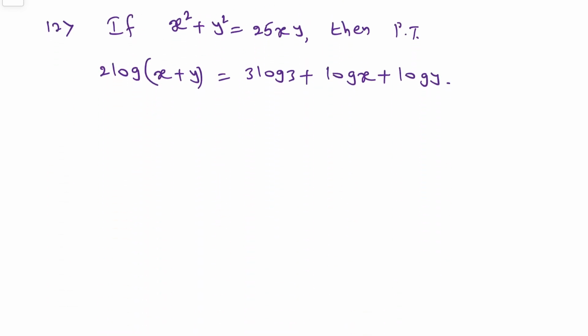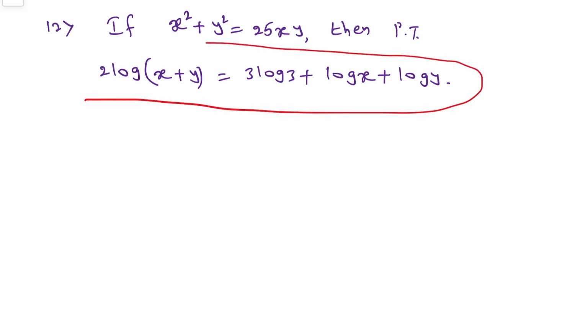Moving to the next question: if x square plus y square equals 25xy, then prove that 2 log of x plus y equals 3 log 3 plus log x plus log y. If we observe the question clearly, we will get a logic for what to do. In what is being asked to prove, only plus terms are there, no minus term. Whenever a minus term is not there, go with adding 2xy. If any minus term is there, go with subtracting 2xy. Remember this very clearly.